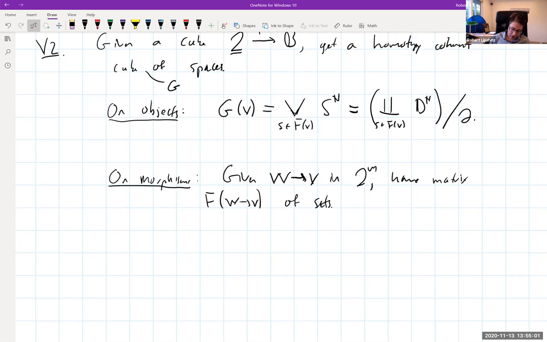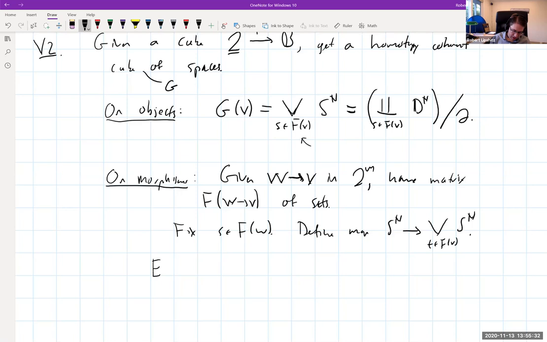Gosh, time is nipping at my heels. Here we go. And so again, wedge sum is a sum. So I'm going to just define, so fix some S in F of W. And I'm going to define a map S^N to the wedge sum over T in F of V of S^N. And here's how you do it.